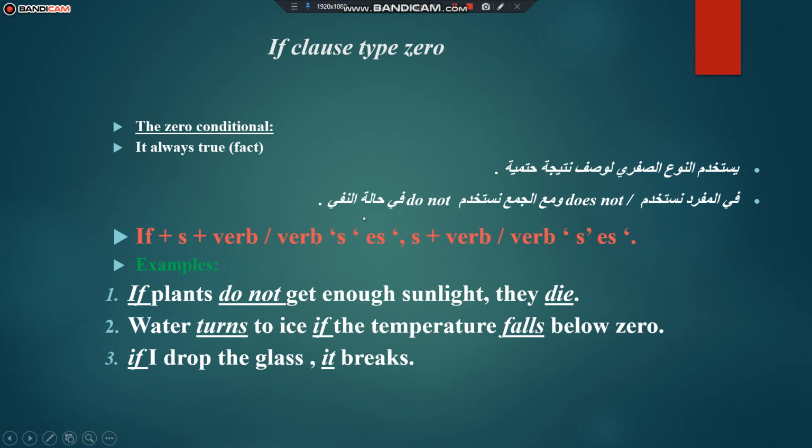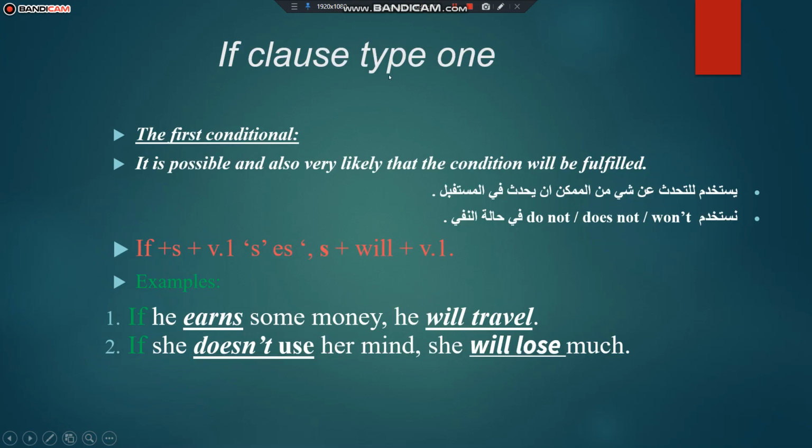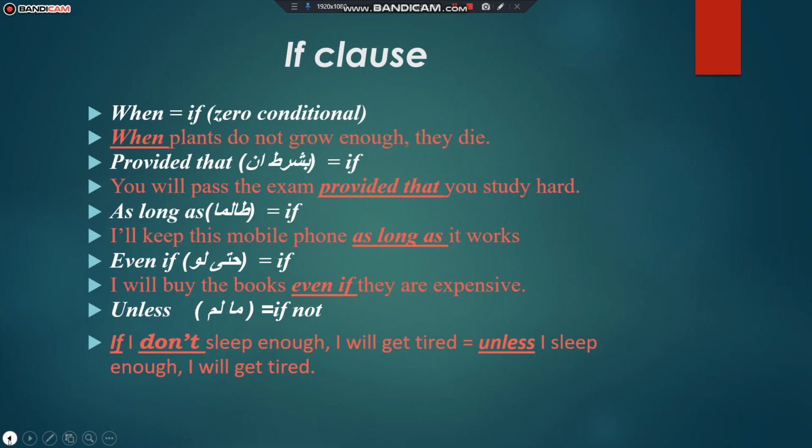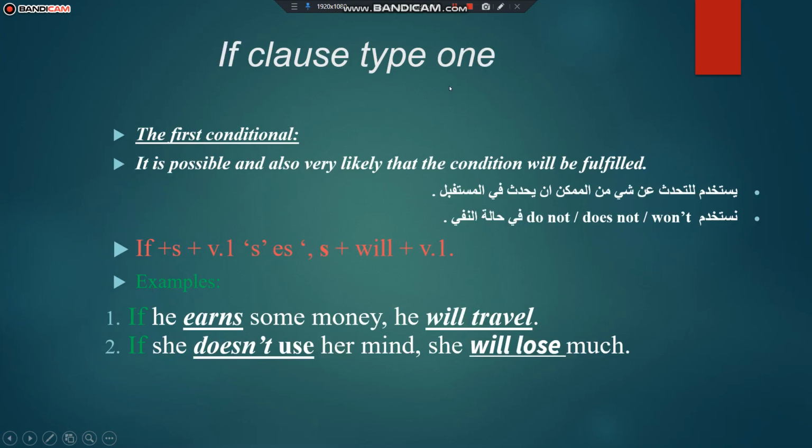To change a sentence from affirmative into negative, as I told you, with if clause type 0, we use doesn't with singular, we use don't with plural. For example, if plants don't get enough sunlight, they die. Okay? Okay. Now يا شباب, if clause type 1, when do we use if clause type 1?